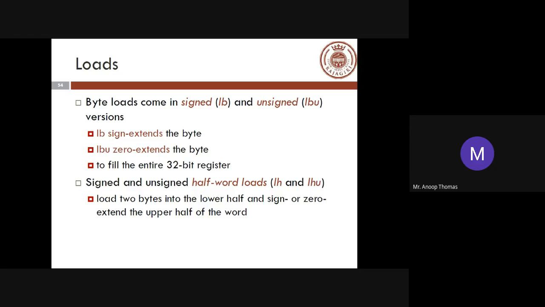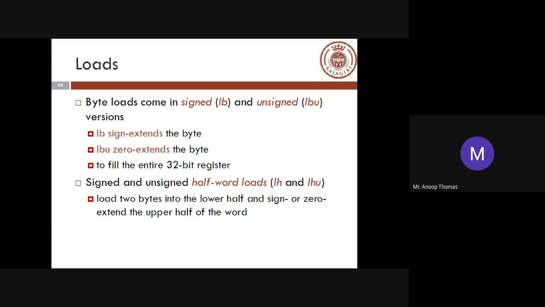LB is your load byte. LBU is your load byte unsigned. Similar. The default is signed. Unsigned is forced. LB sign extends the byte. LBU zero extends the byte. So that's the difference. LB, the load byte, sign extends. It has significance for the sign, and that is getting extended. Whereas LBU extends only 0 because there is no significance. It's an unsigned value, so there is no point in having a sign. So just extend 0. It uses this particular structure to get the 32-bit register value.